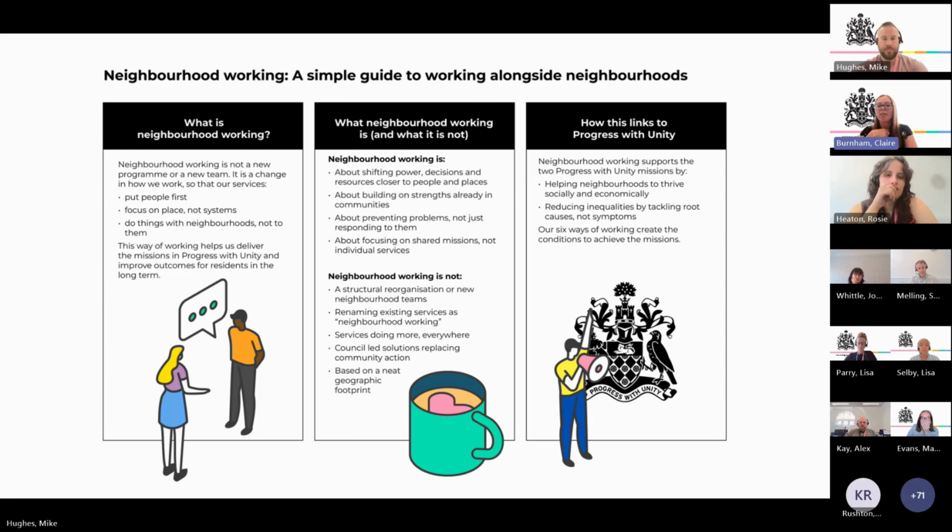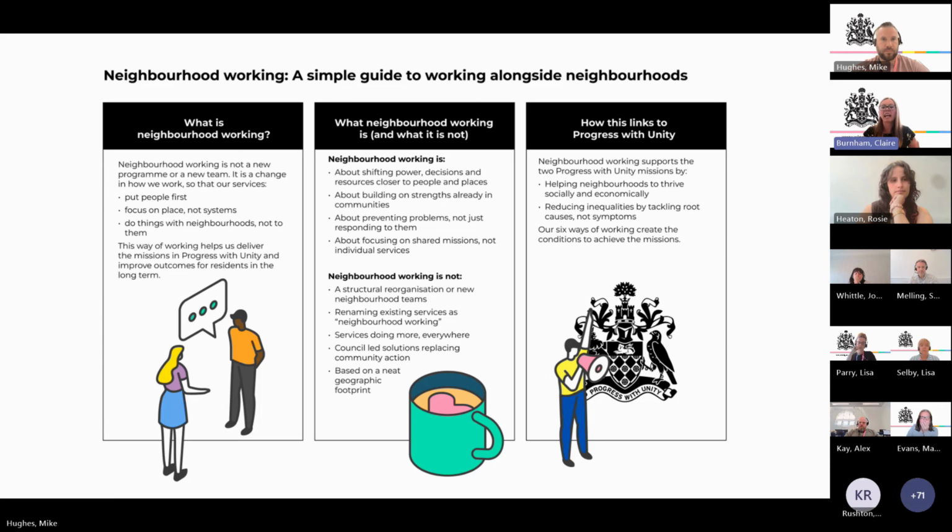And it's not about naming our existing work as neighbourhood work, it's really about thinking about those missions. And it's not about us doing more everywhere. I think in the past, sometimes we've overreached as services. So this is about us saying, actually, if there's already strengths there, where do we need to be invited in, and where can we take that back step? But again, I'll go into more detail on that as we go through.